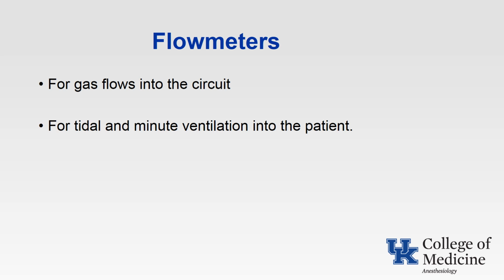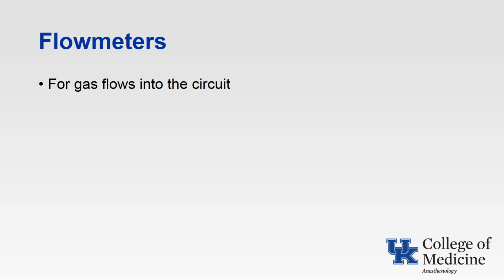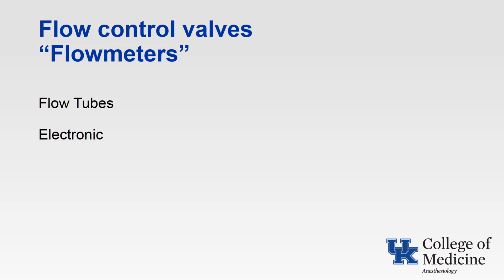Let's next turn to flow meters. They're used to measure the gas flow into the circuit and for measuring the tidal and minute ventilation in the circuit. Flow meters are used to measure the gas flow into the circuit. In the old days, these were measured by flow tubes. Nowadays, they're done electronically, and I won't discuss the latter.